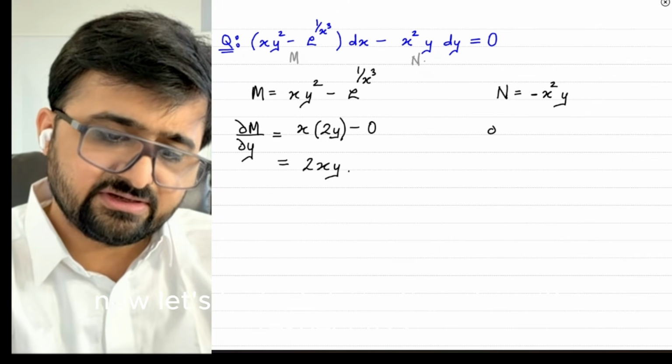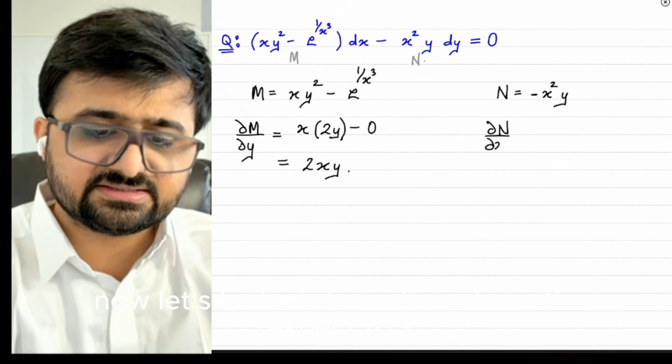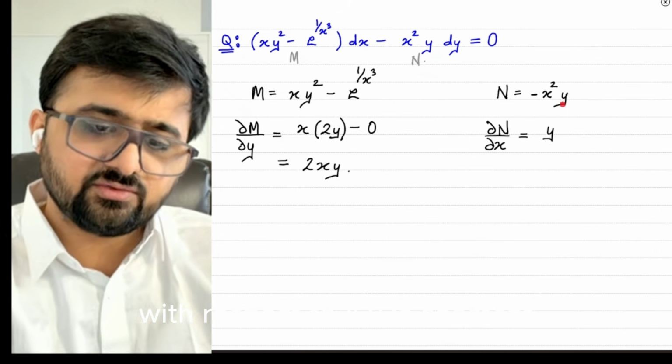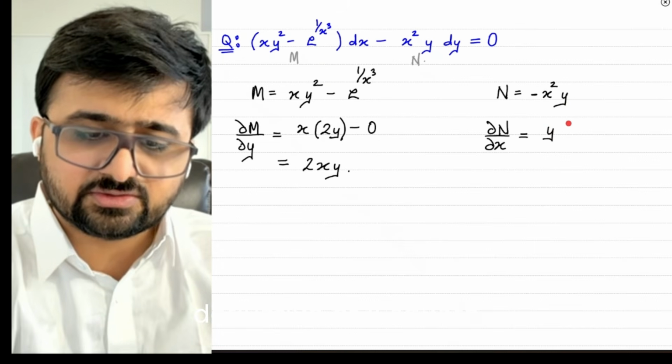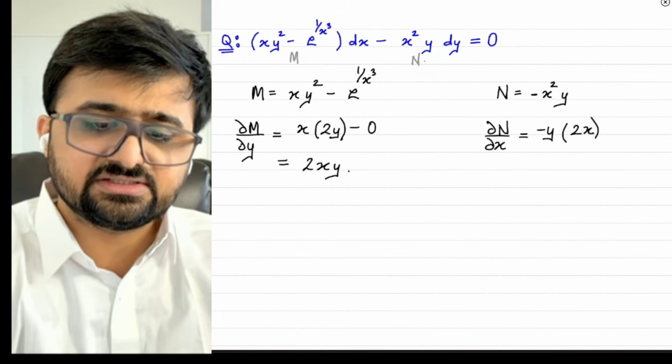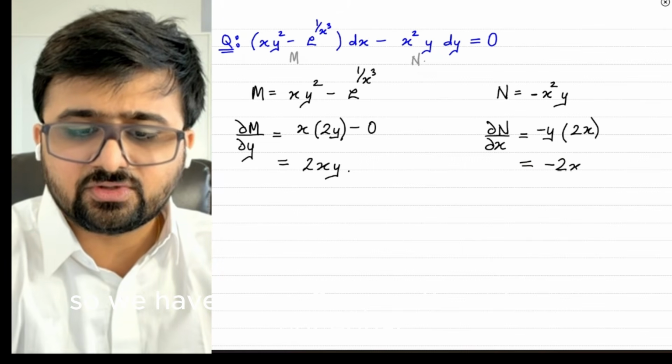Now let's look at the derivative of N with respect to x. With respect to x, y is constant. The derivative of x square, even with the minus, is constant times 2x. So we have minus 2xy.